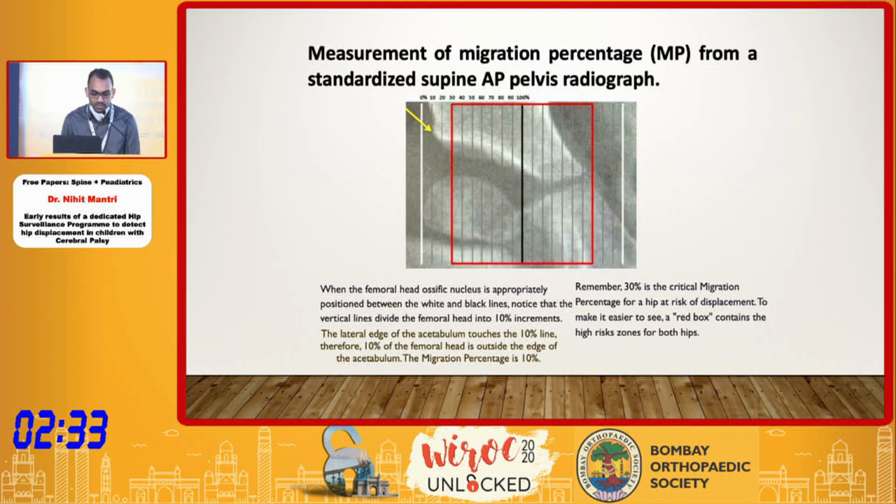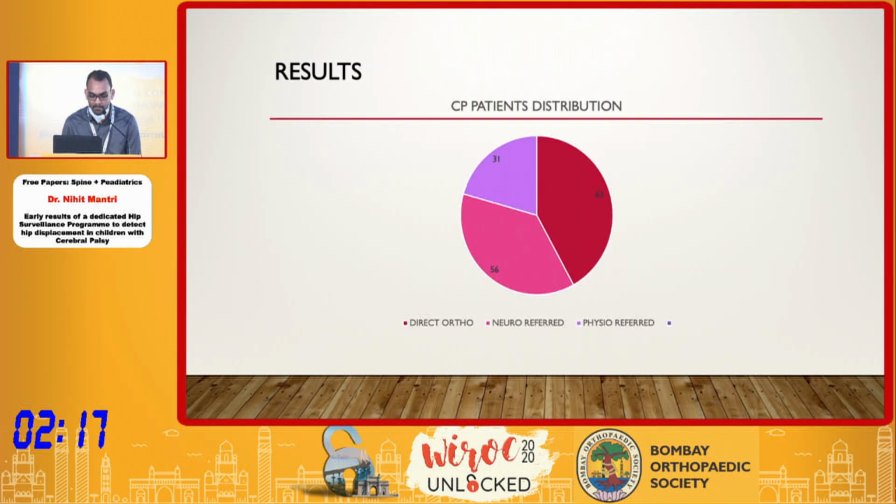This was how we measured the migration percentage, in which the white line shows the lateral part of the femoral epiphysis, and the black line touches the medial part of the femoral epiphysis. The grey line touching the lateral edge of the acetabulum, divided by the width of the epiphysis and multiplied by 100, shows the migration percentage.